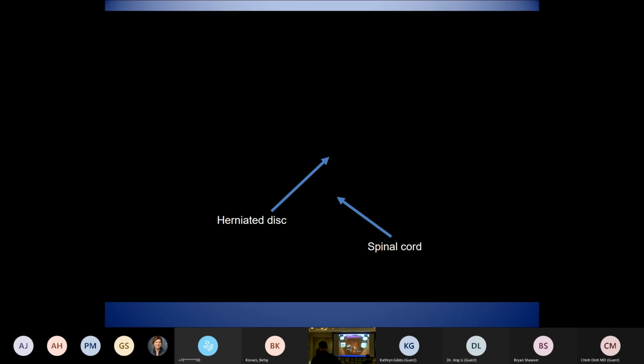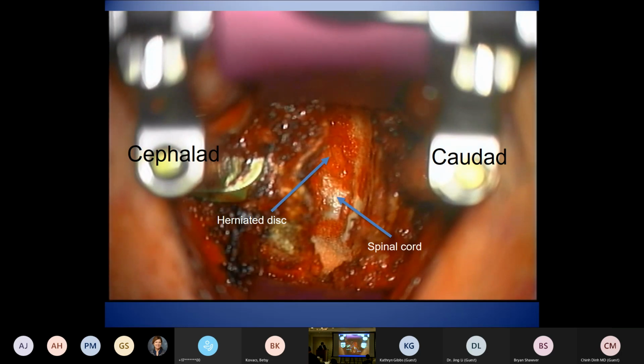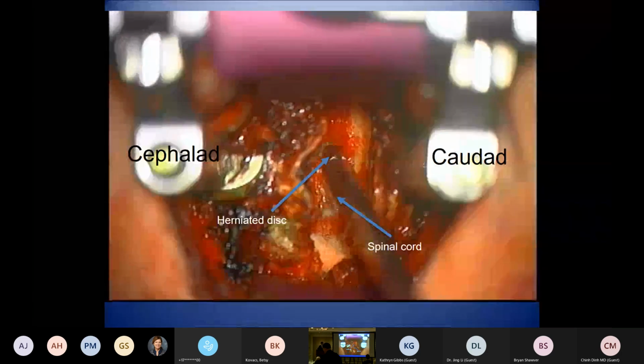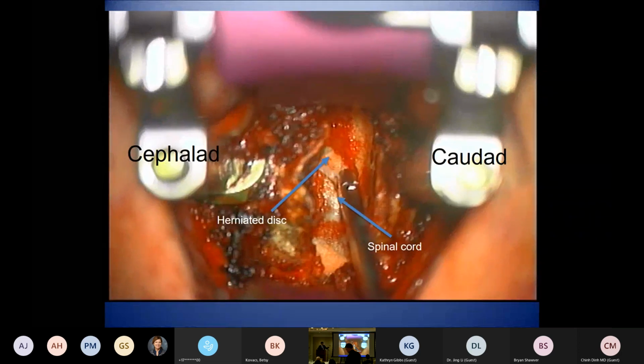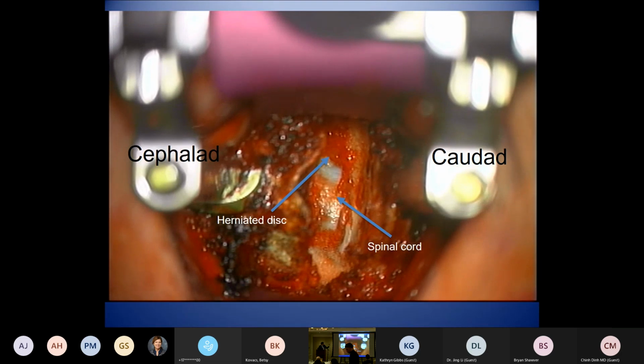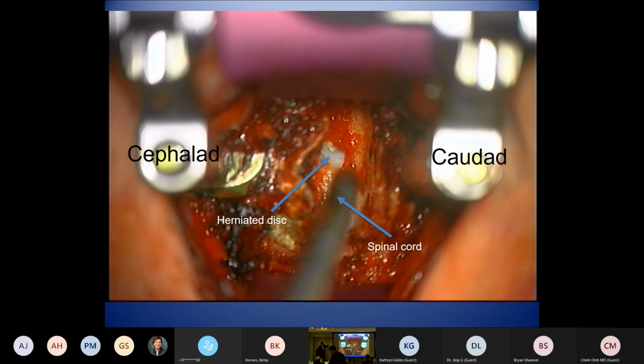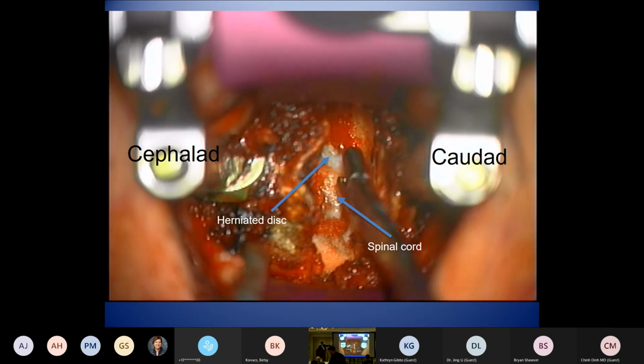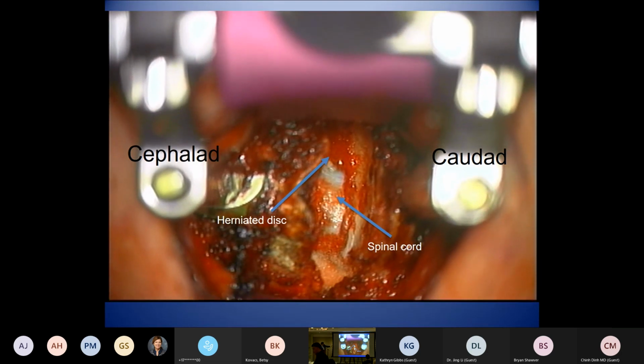So we tried to do this. So this is actually an intraoperative video of the surgery I performed on that patient whose case I just showed you. To the left is cephalad, to the right is caudad. This view is a surgeon's view, right? So you're looking directly down at the spine.